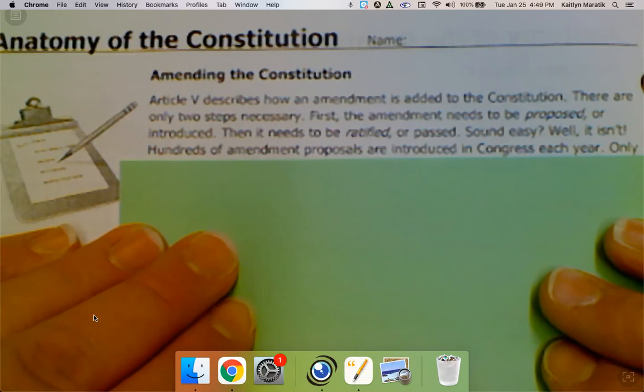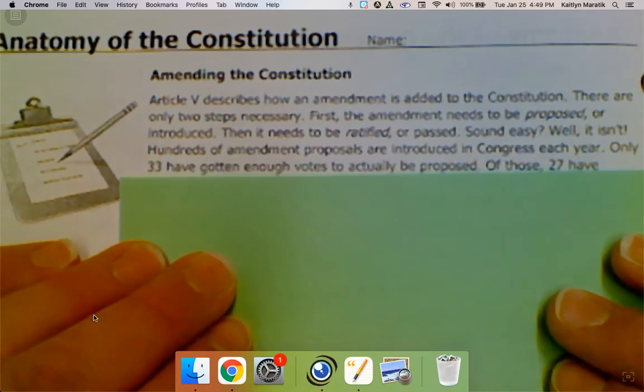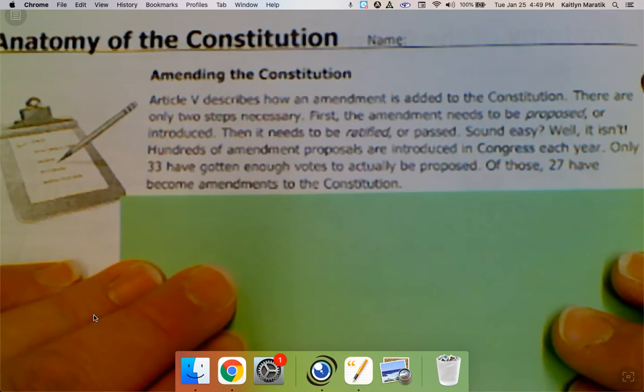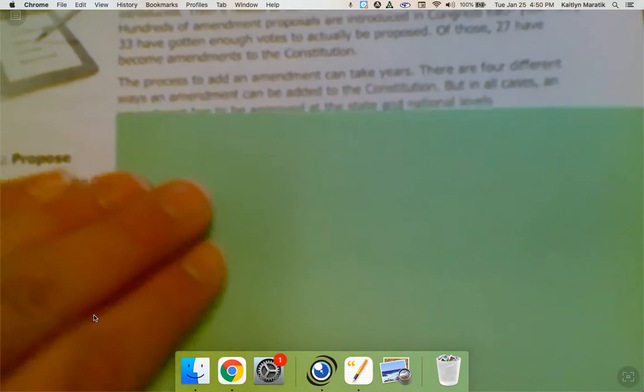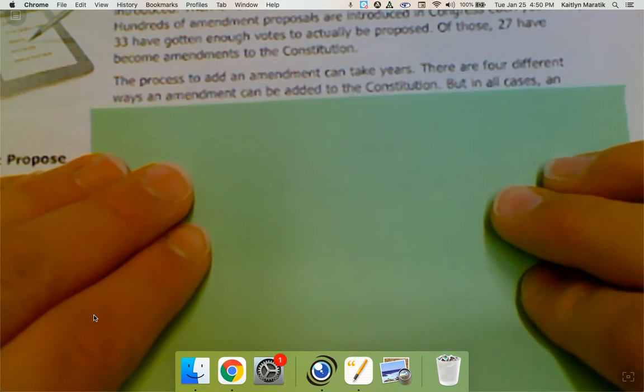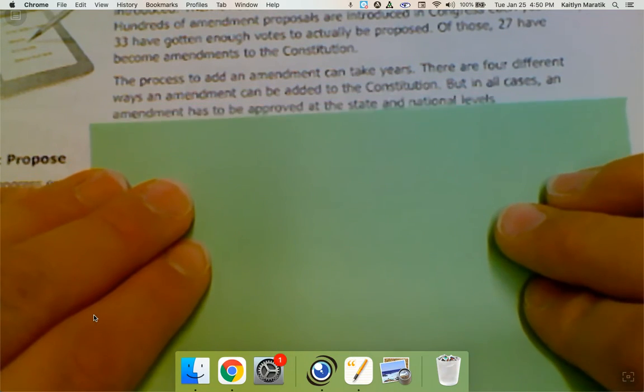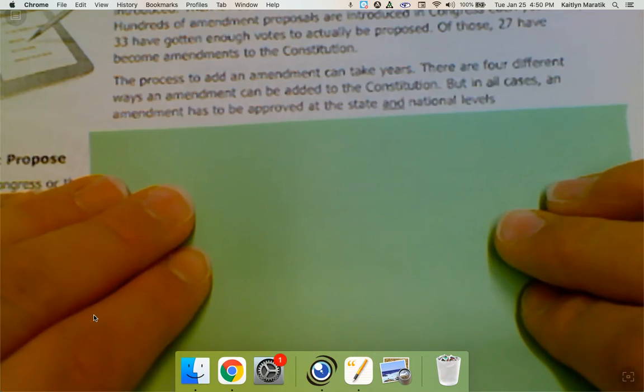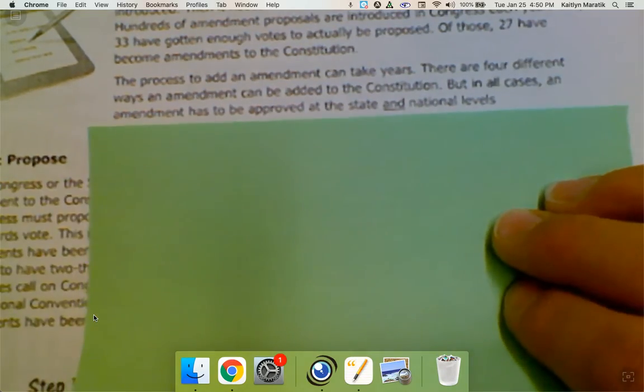Hundreds of amendment proposals are introduced in Congress each year. Only 33 have gotten enough votes to be actually proposed. Of those, 27 become amendments to the Constitution. The process to add an amendment can take years. There are 4 different ways an amendment can be added to the Constitution, but in all cases, an amendment has to be approved at state and national levels.